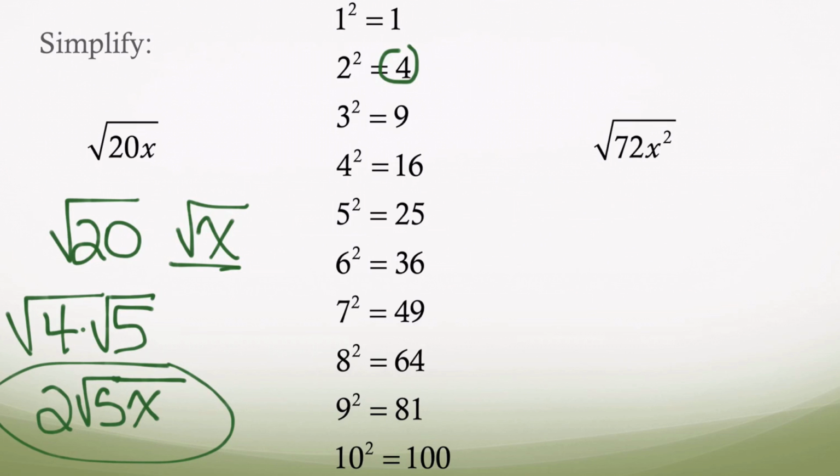Okay, now let's look at the square root of 72x squared. So if you remember, the square root and squared are inverses of each other. So they're going to undo the operation. X squared is a perfect square because it's something that is squared. So the square root and the square cancel, and I'm left with just x.